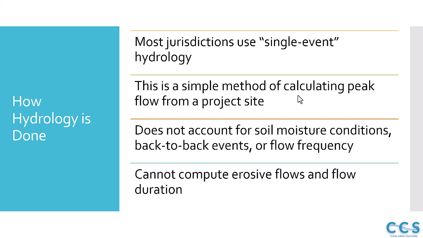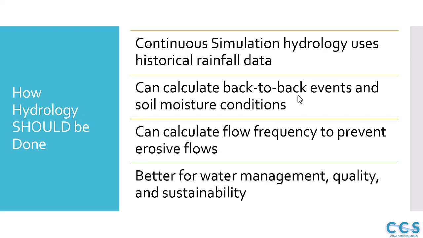So it can't account for these damaging erosive flows that are causing pollution in our streams. They're not even accounting for that in these single event hydrology methods that are being used in most of the country. So how should hydrology be done?